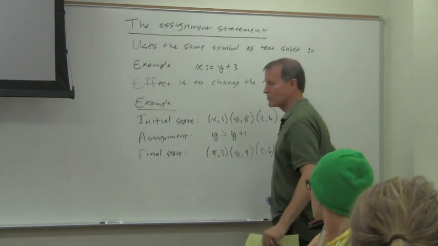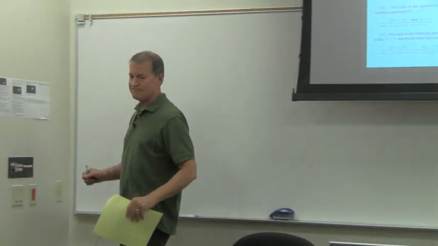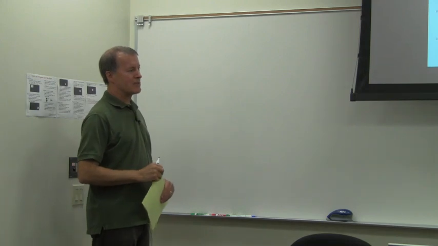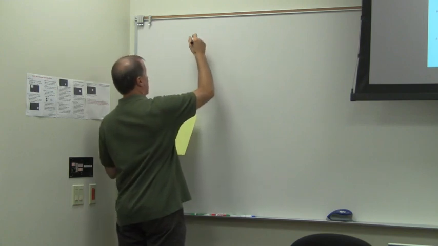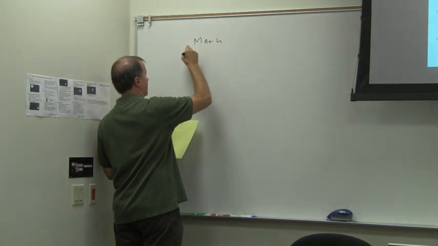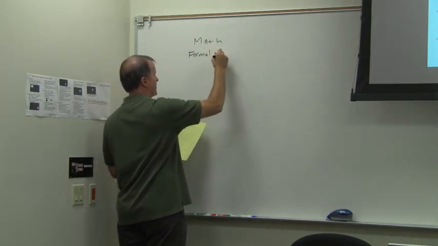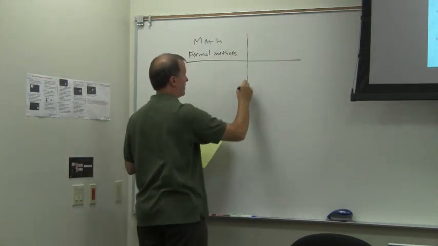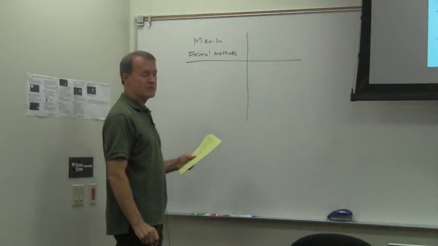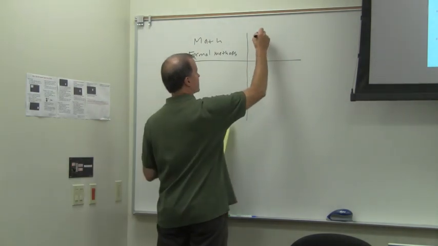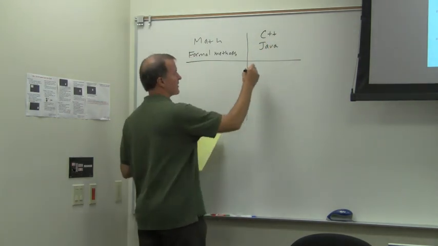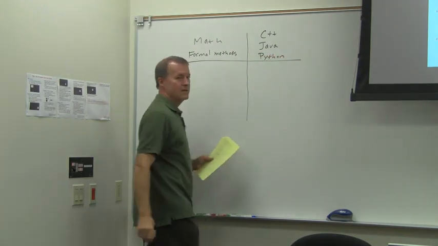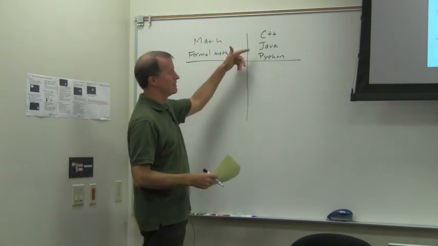Now, I have some unfortunate news for you. This is confusing, because unfortunately the people who designed the common programming languages in use today did not use very good notation. So I have a little table for you here. In math and in formal methods, we have one way of notating these operations. You guys are doing C++. Have you heard of Java? There's another up-and-coming language called Python. It's a really slick language, actually. It's the newest of these.